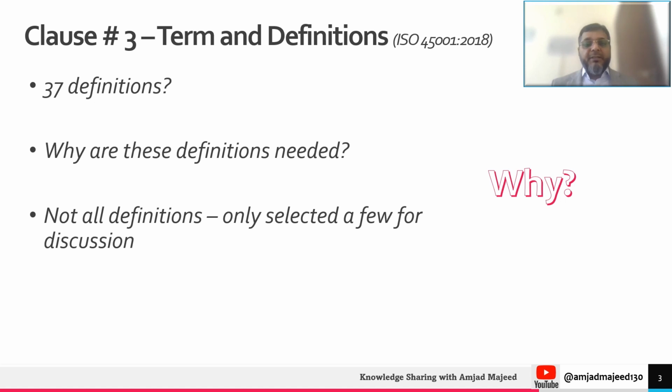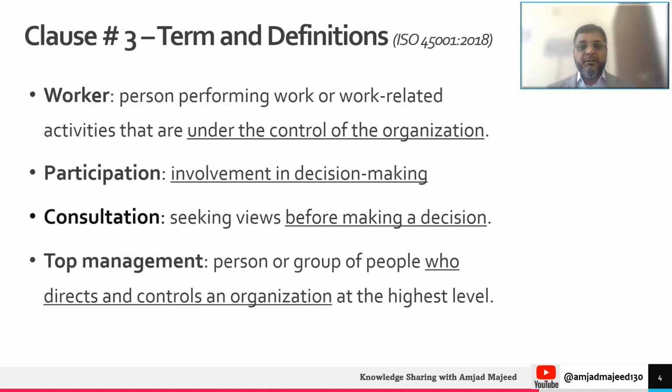I have not selected all the definitions in this presentation. I have selected a few just to give an overview of how we should approach it. Later on, if you want any definition or any understanding of any of the words used, you can always put your question in the comment section, and I'll respond as soon as possible. So let's start with some of the definitions which I have taken.